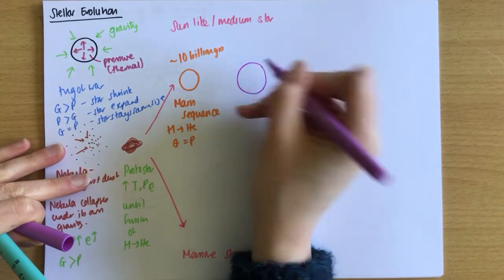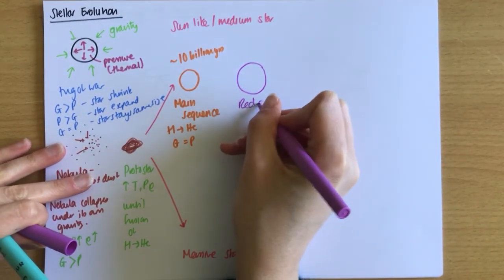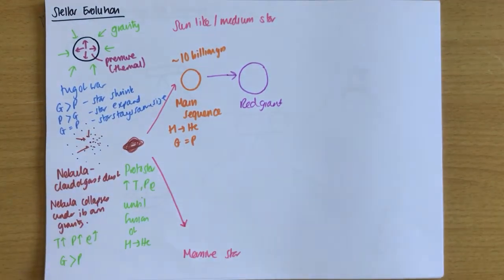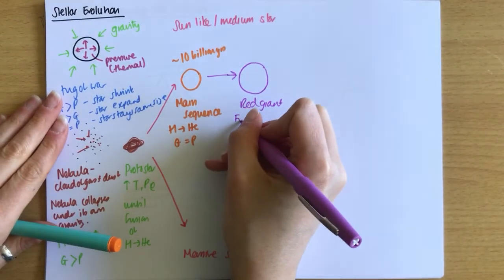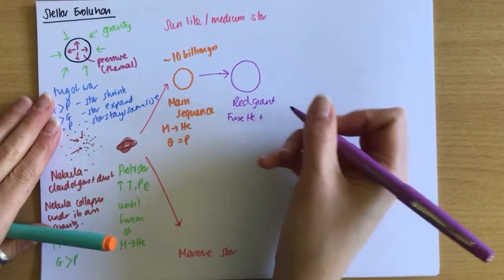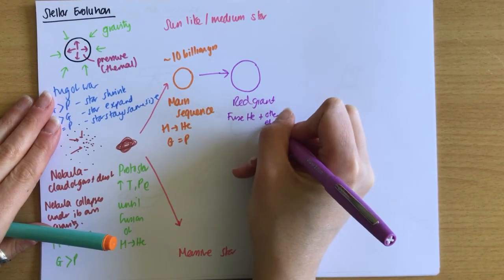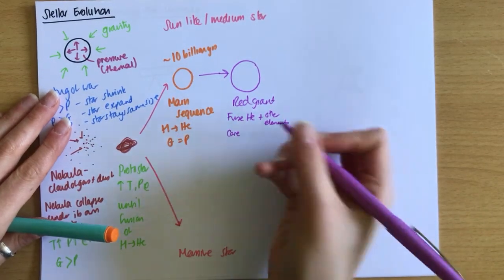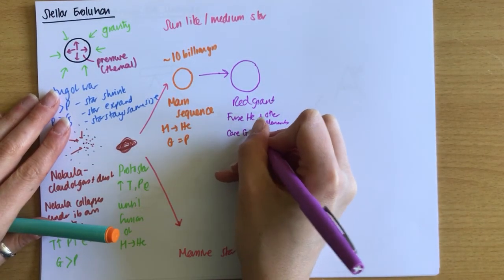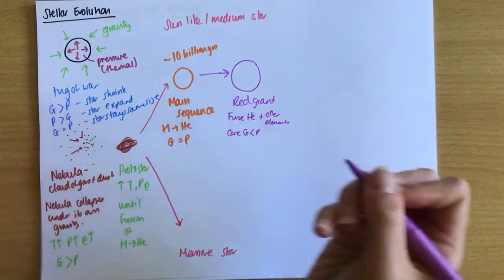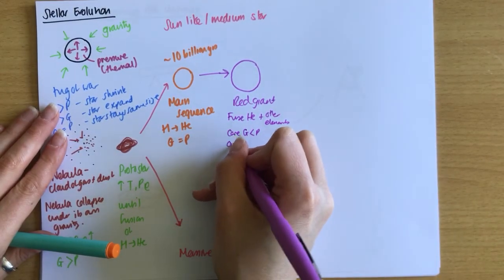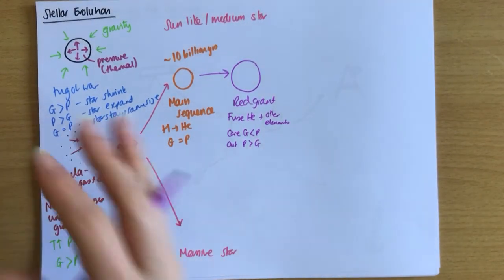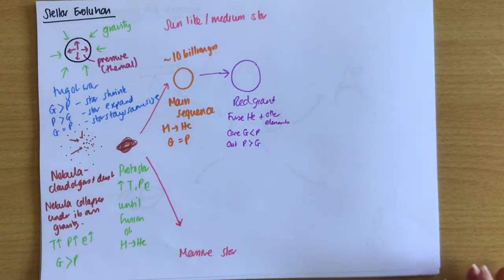I've not got the right colours here at all. A red giant. And a red giant is where we fuse helium and other elements. In the core of the star, as I said before, to start with, gravity is bigger than pressure, which causes it to collapse. But on the outside, pressure is bigger than gravity, and that causes the outer layers of the red giant to puff up and also to cool down, which is why they become red.